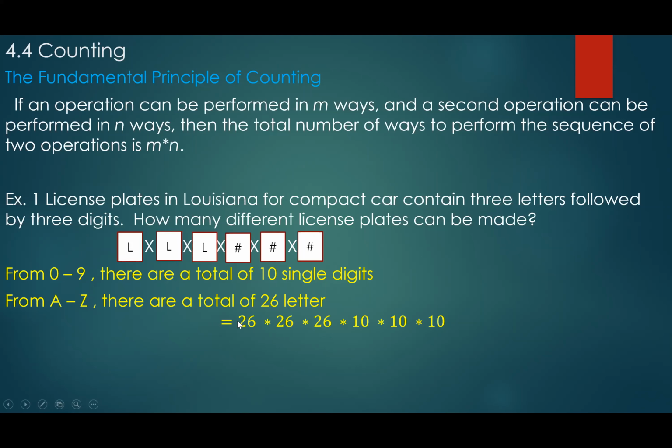Those are the letter slots that I can put in. And again, for the digits, I have 10 times 10 times 10. Everybody see that if you multiply them out, 26 times 26 times 26 times 10 times 10 times 10, you have 17,576,000 different license plates. Okay, so again, this is your fundamental counting principle.